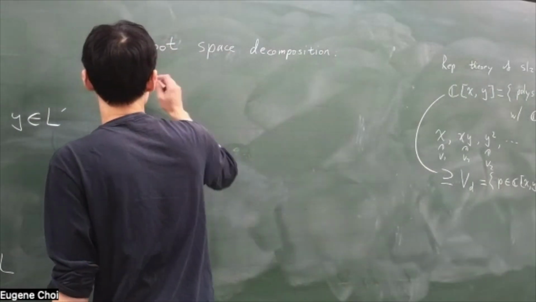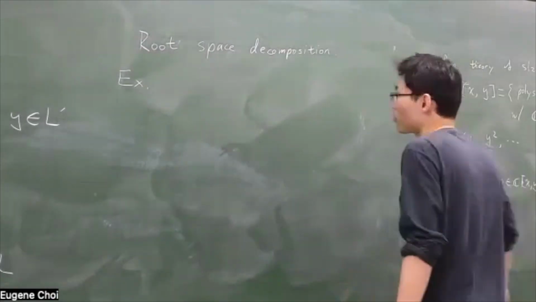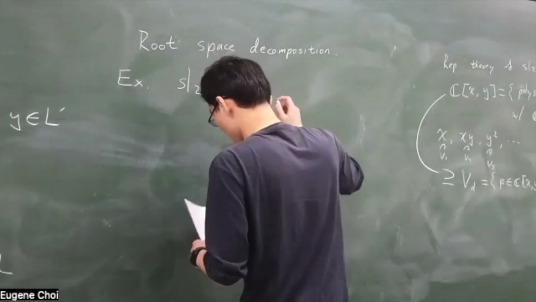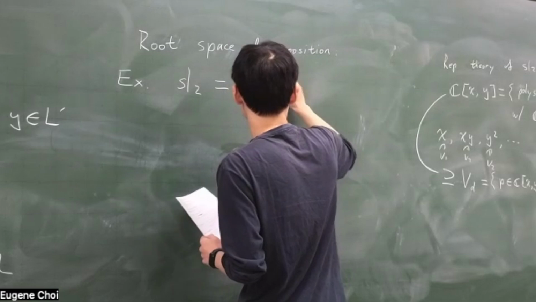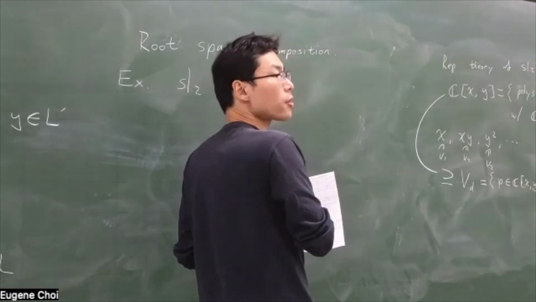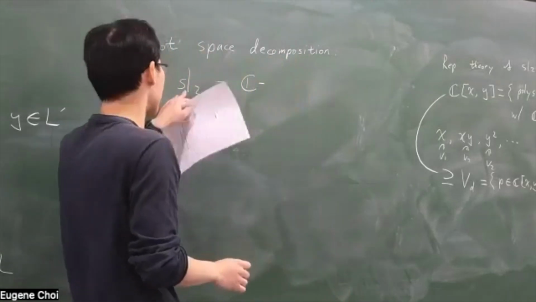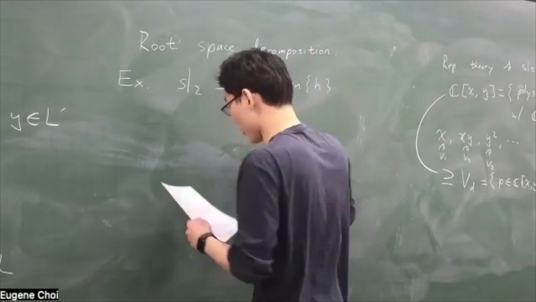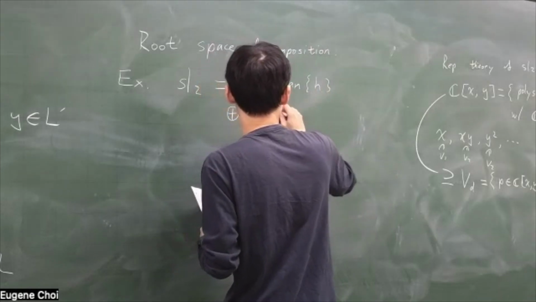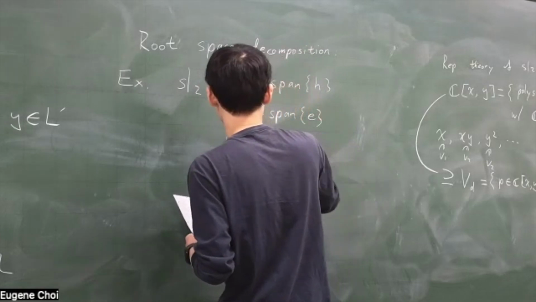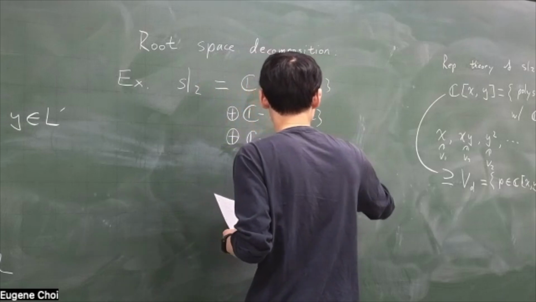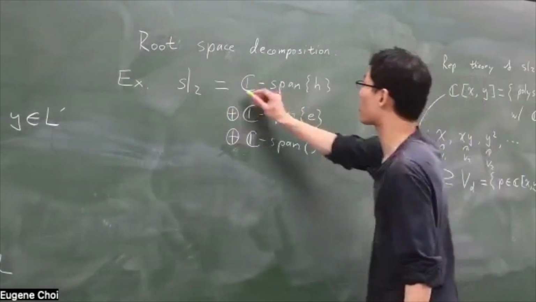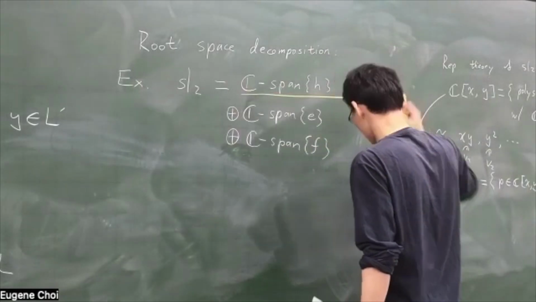Again, let's use our favorite example, SL2, the same thing as SL2C. Most of the time I would just say SL2, which is SL2C. Writing it in a slightly different way, it's the direct sum of the three things which we've seen before, H, E, and F. And let's define this part, we call this H.